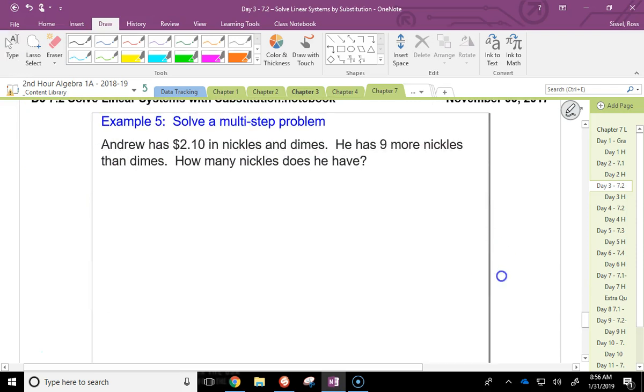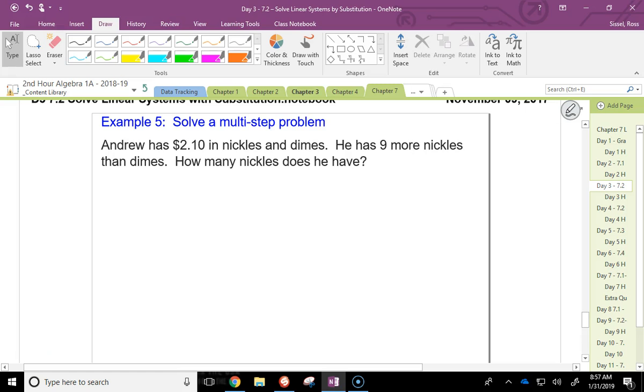Okay, last one I want to do is a story problem. And there's a reason. Get used to it, gentlemen, follow along please. You need to get used to the fact that when we have story problems, it's not going to be one step. To solve a multi-step problem, you're going to be writing 2 equations. It says, Andrew has $2.10 in nickels and dimes. He has 9 more nickels than dimes. How many nickels does he have?